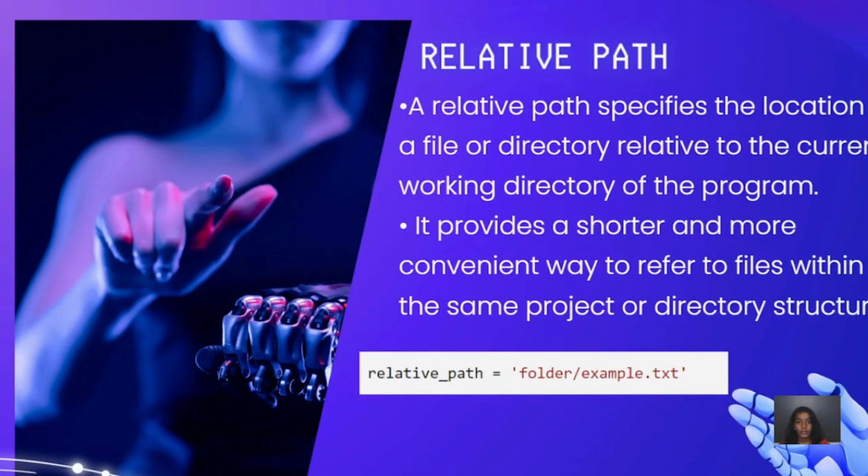Relative path. A relative path specifies the location of a file or directory relative to the current working directory of the program. It provides a shorter and more convenient way to refer to files within the same project or directory structure. Relative path is equal to folder/example.txt.